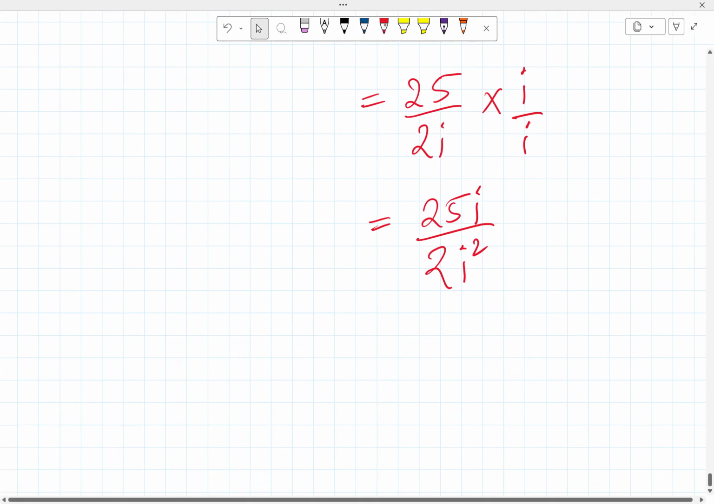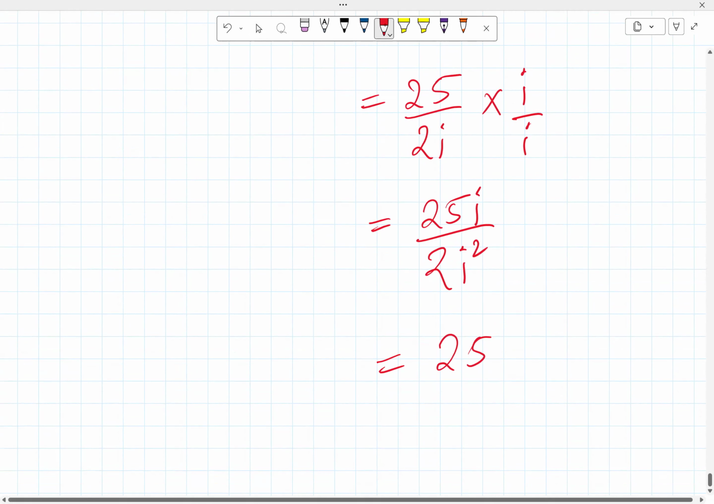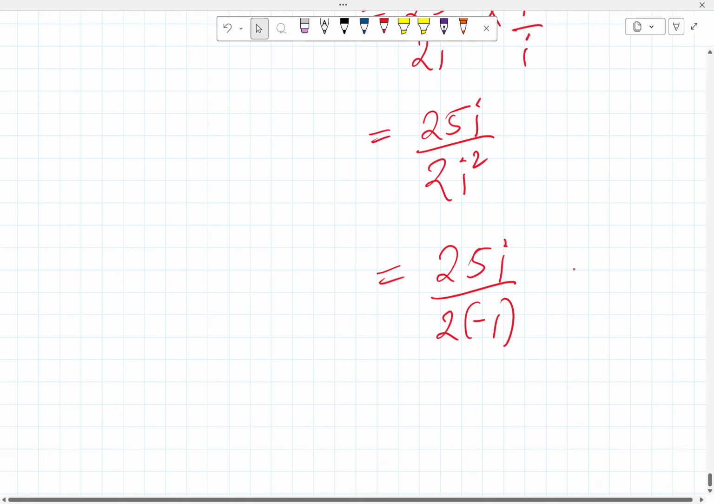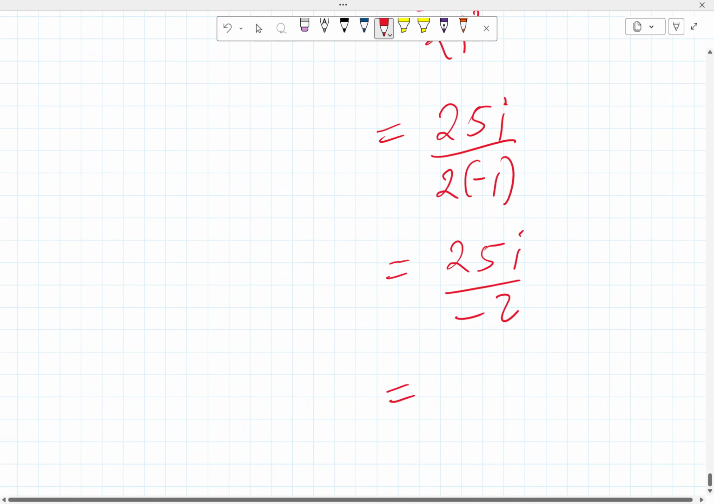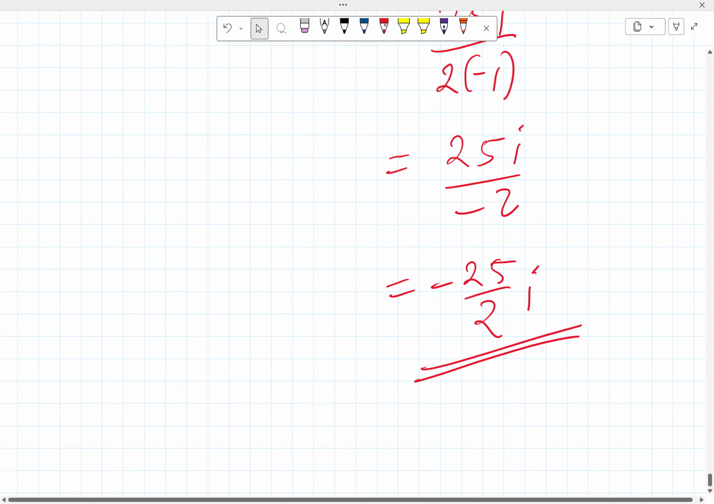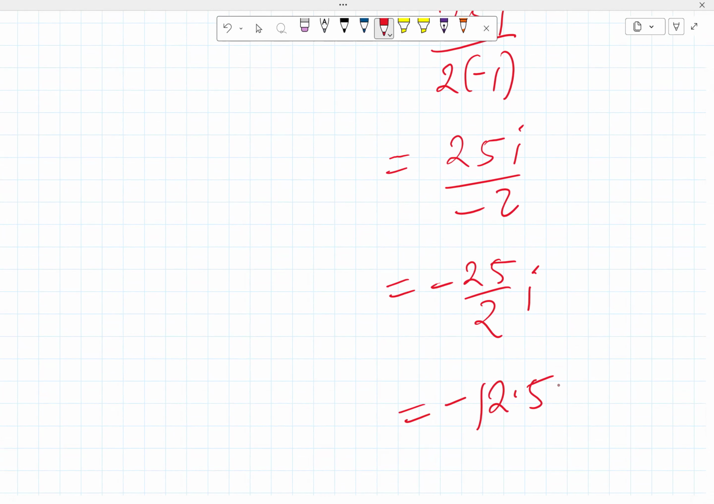So that means we have 25i all over 2 into minus 1. So that means that is 25i all over minus 2. And that is equal to minus 25 over 2 i. That's all that is. Or if you want to take it further, you can say that is minus 12.5i.